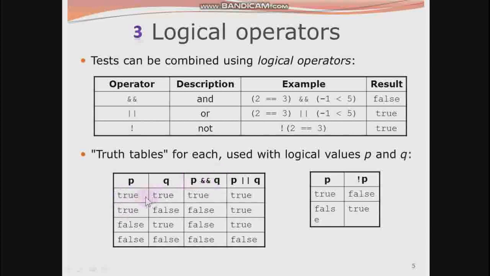So if both sides are true, the final result will be true. One side true, one side false, result will be false. One side false, one side true, result will be false. Both sides false, then result will be false. Same like here, the OR operator. So how AND and OR work, you can easily understand according to this table.